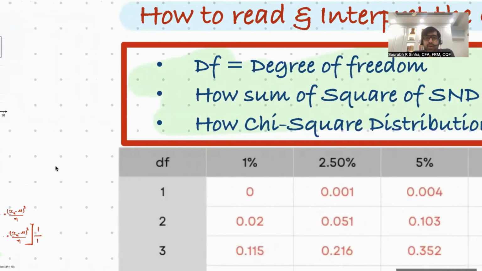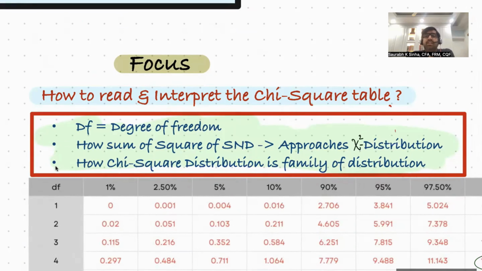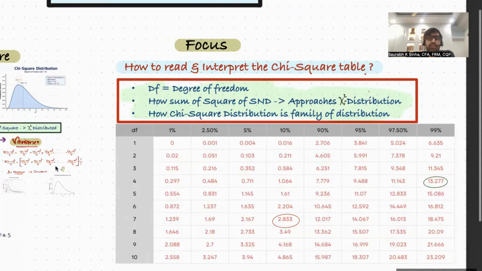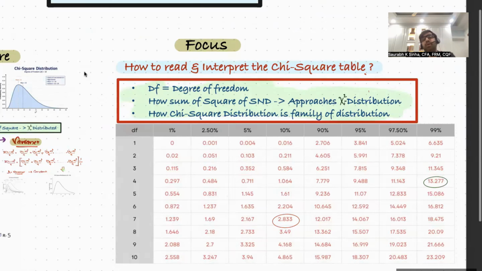And today, the focus of the session is to interpret and read the chi-square table. But there is a problem. You cannot read, understand, or interpret the chi-square table until and unless you have discussed these 3 points in detail.